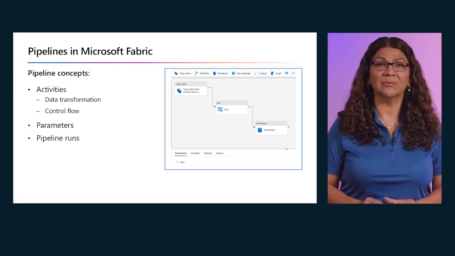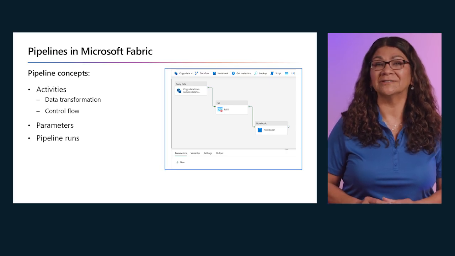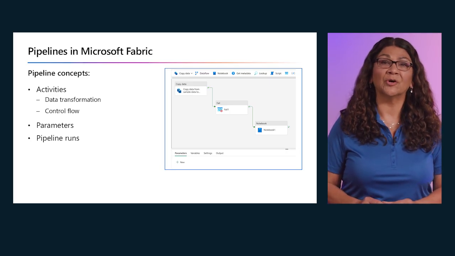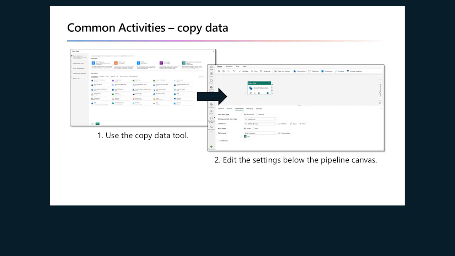The graphic pipeline canvas in Fabric user interface enables you to build complex pipelines with minimal or no coding required. Activities are the executable tasks in a pipeline. You can define a flow of activities by connecting them to a sequence. The outcome of a particular activity, success, failure, or completion, can be used to direct the flow of the next activity in the sequence.